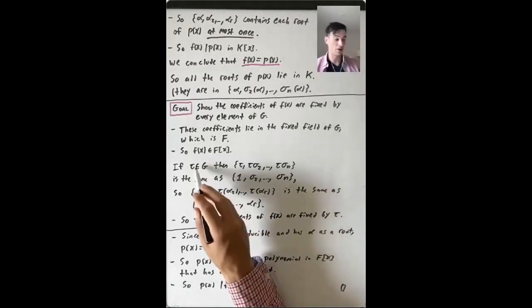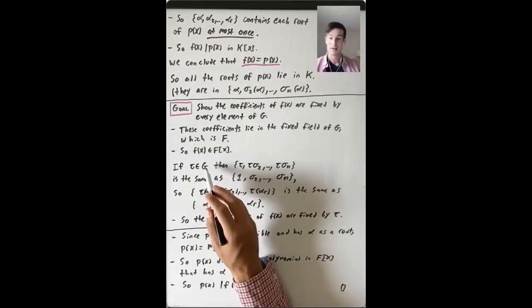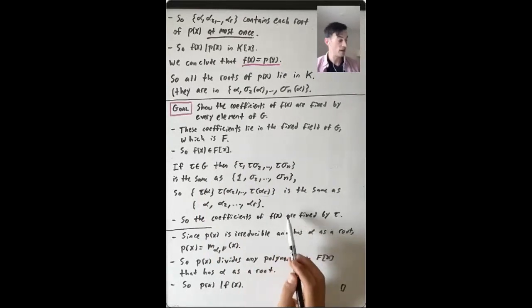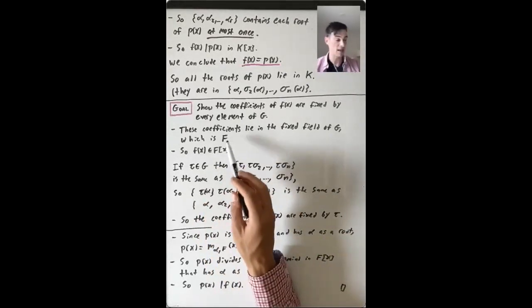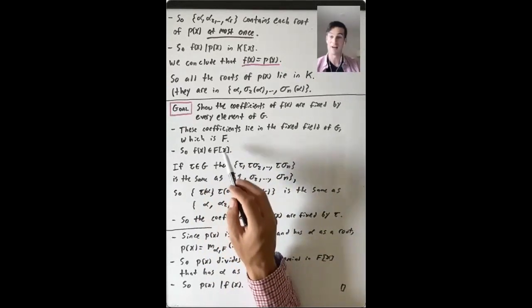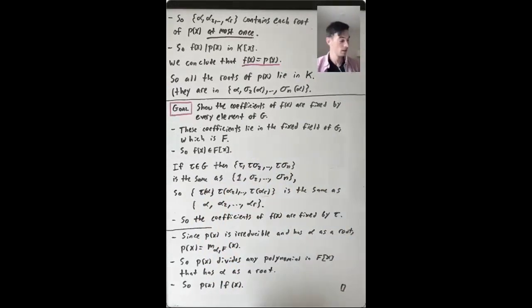Okay, so tau is an arbitrary element of G. So the coefficients of f of x are fixed by every element in G. So they're in the fixed field of G, which is F. So f of x is in F[x]. Okay, so there's one thing left to do, which is to see that p of x divides f of x.